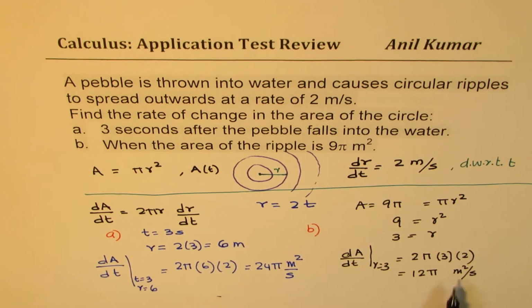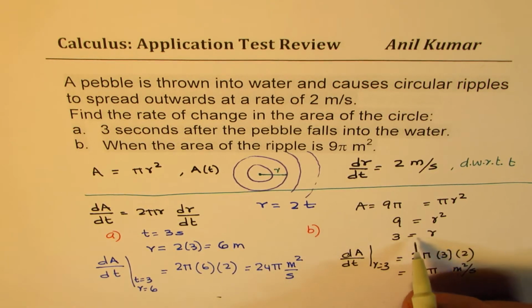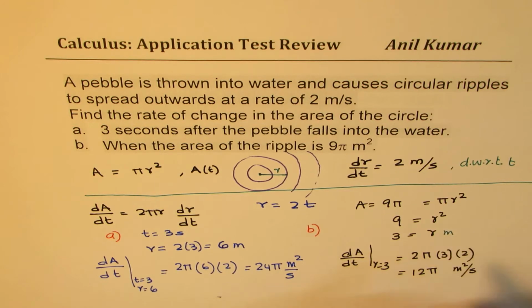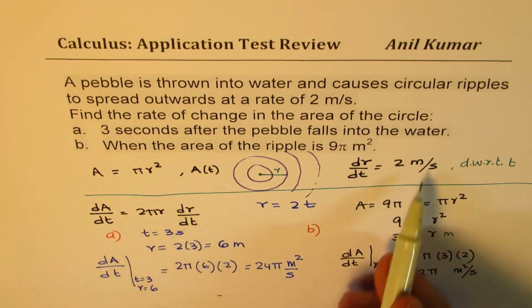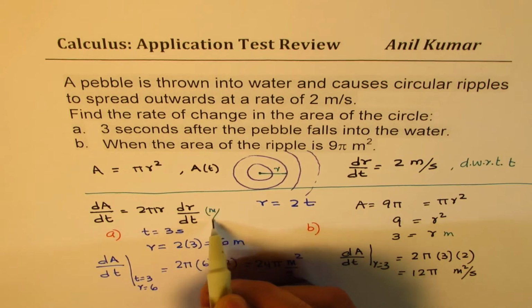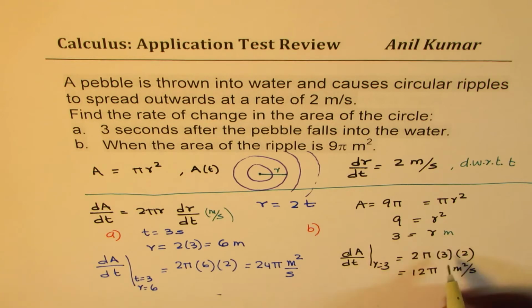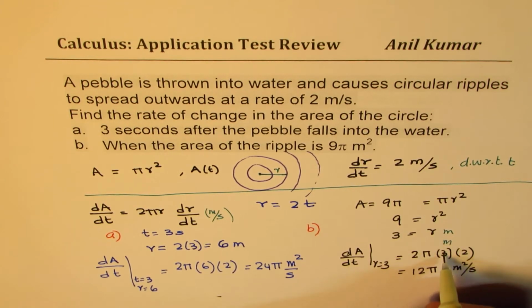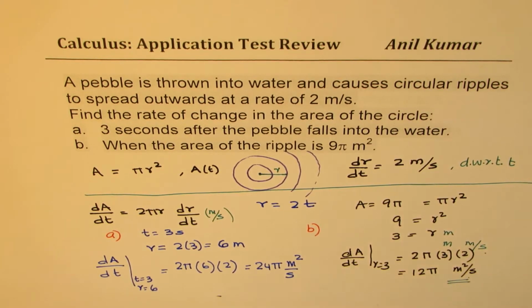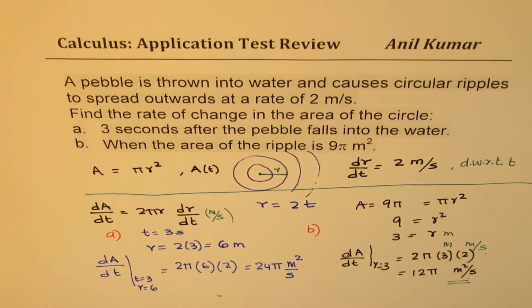You could get the units directly by placing them along with your calculations. For example, r was in meters, right? And dr dt is in meters per second. So when you calculate here, you could write 3 meters. So you could write meters here for 3, and for rate of change, meters per second. So you get meters square per second. Do you see that? So likewise, you work with units also. It's a good idea to place units along with the numbers in such cases. I hope that's clear, right?